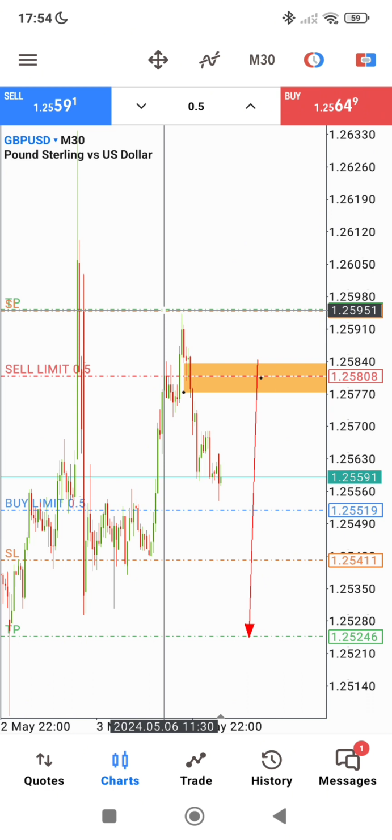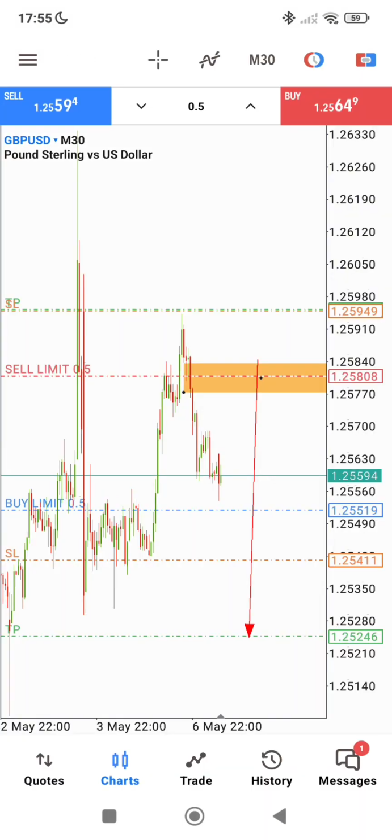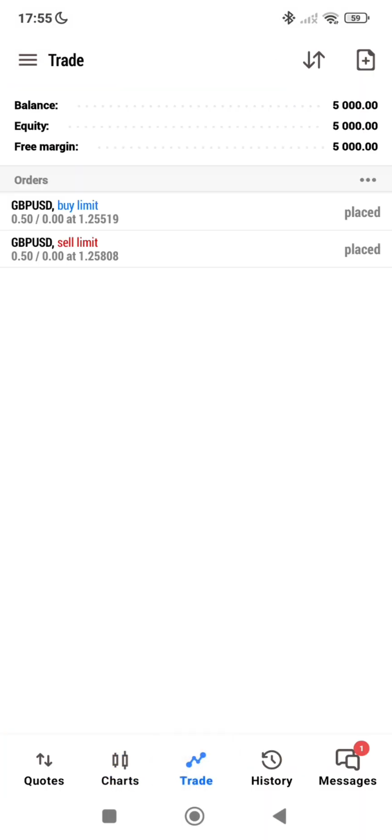Now let us do the other category. We can still go back and we delete this, okay, just to make our chart clean. We can, okay, let's take trades.